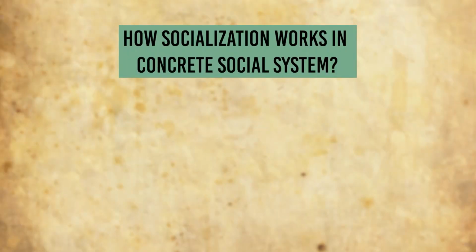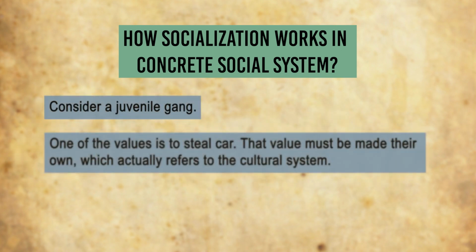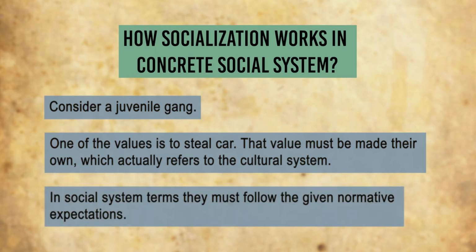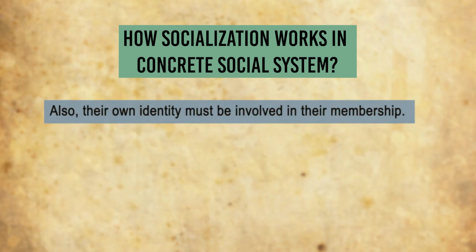And therefore, these normative expectations and the demands of each other must be very clearly sought out. The goals and why they cherish those goals, and what exactly we expect from the others, that must be spelled out. How does socialization work in a concrete social system? Consider a juvenile gang. One of the values is to steal cars. That value must be made their own, which actually refers to the cultural system. In social system terms, they must follow the given normative expectations. Also, their own identity must be involved in the membership.